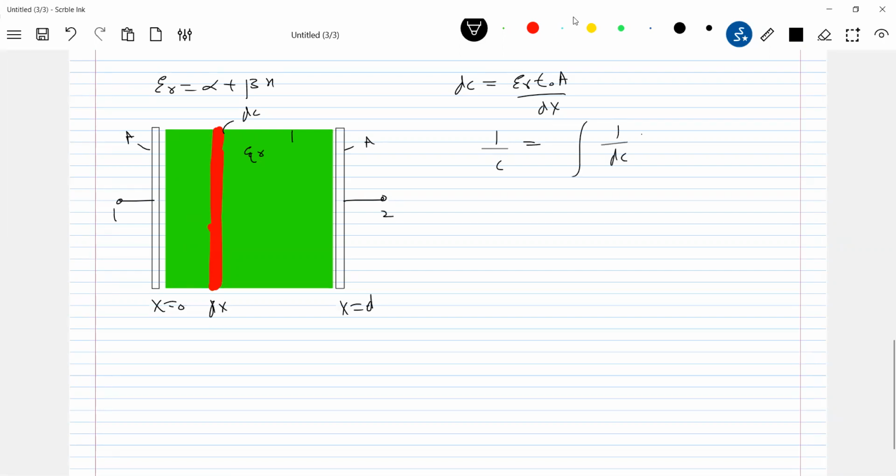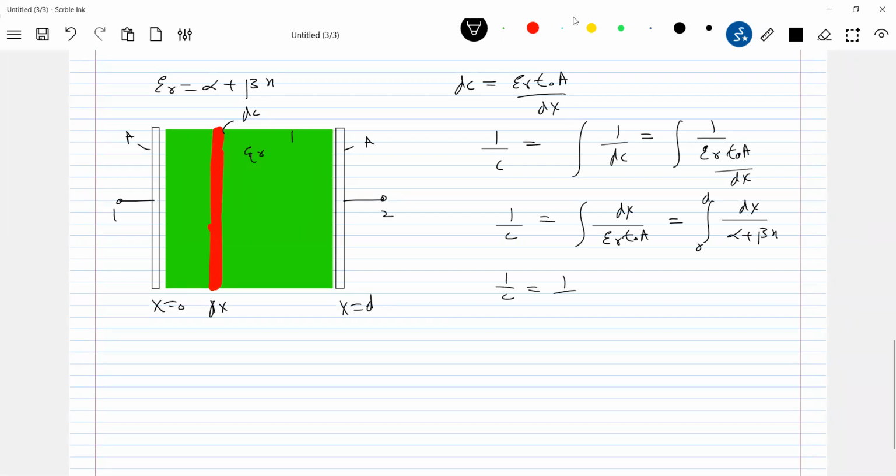Same thing you have already come across in thermal conductivity. The similar condition I'm going to introduce here. One by C is the integral of dx by epsilon r epsilon naught A. So what should be the value of x? It should be 0 to d. Substitute this alpha plus beta x. Integrating this and substituting limits, we will get the effective capacitance.